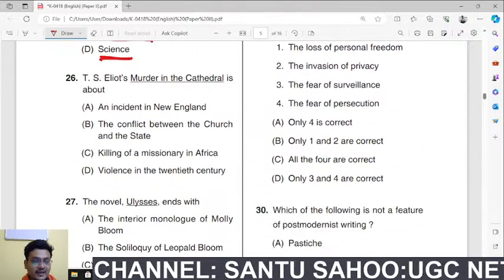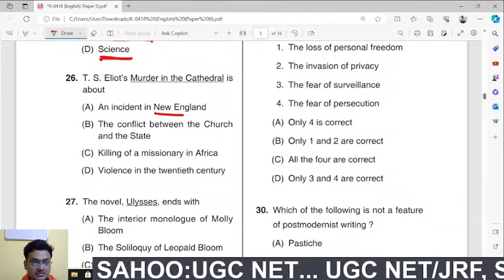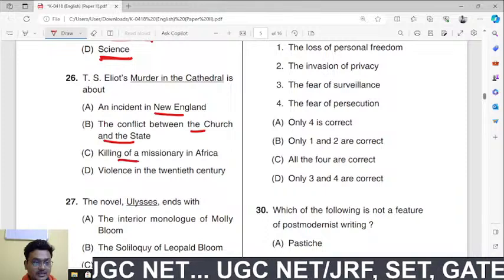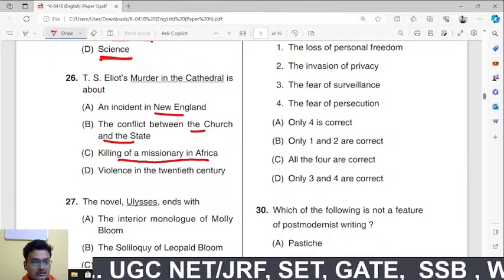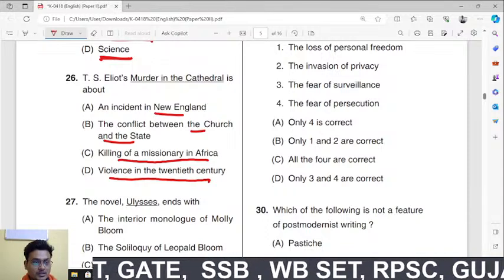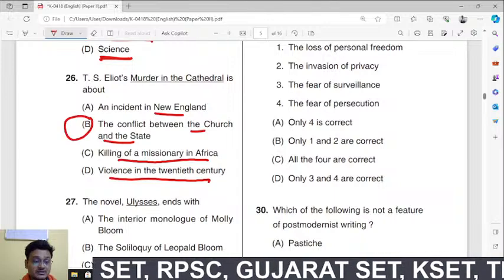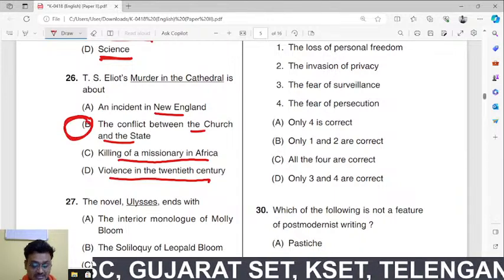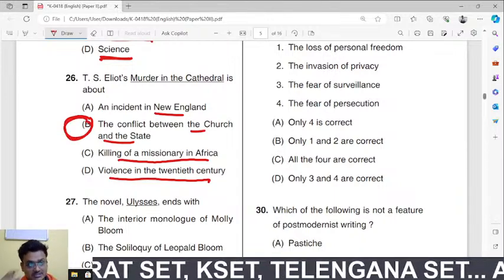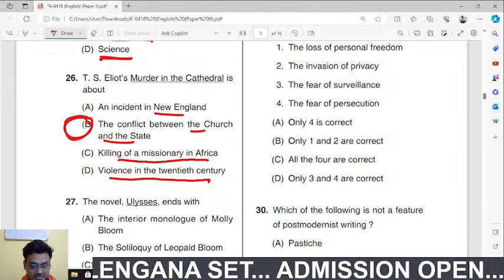T.S. Eliot's Murder in the Cathedral is about an incident in New England, the conflict between the church and the state, the killing of a missionary in Africa, or violence in the 20th century. It is actually a conflict between the church and the state.